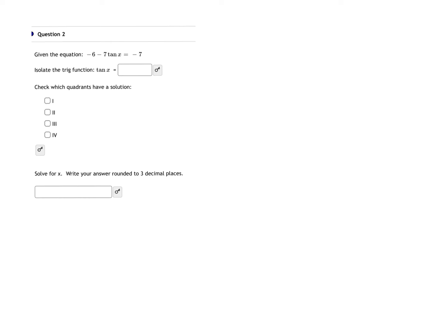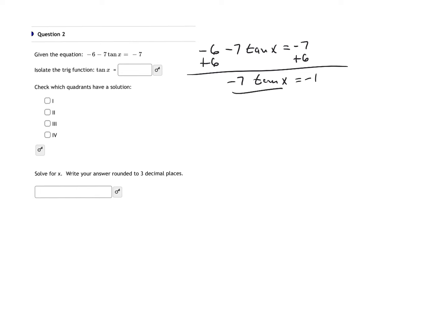Okay, for this one, what we need to do is, again, isolate the trig function by solving for tangent of x. So if I start with -6 minus 7 times the tangent of x is equal to -7, I'm going to start off by adding 6 to both sides. That means I get -7 times the tangent of x is equal to -1. Divide by -7, and I get the tangent of x is equal to 1/7.